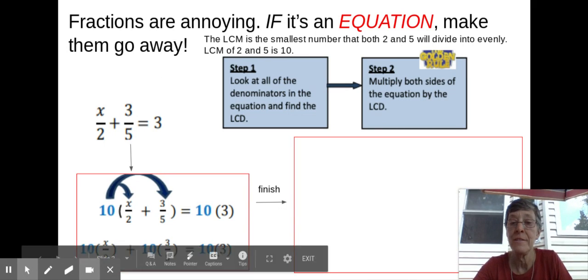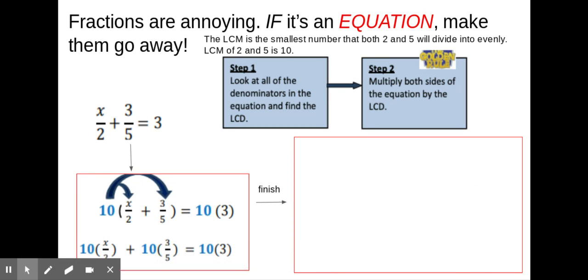So, let's get to it. Fractions are annoying, no doubt about it. But the wizard will take care of all your fractions if you can just find the least common multiple, the smallest number that both or all the denominators will divide into. In this case, our denominators are a 2 and a 5. So the smallest number that 2 and 5 evenly divide into is 10.